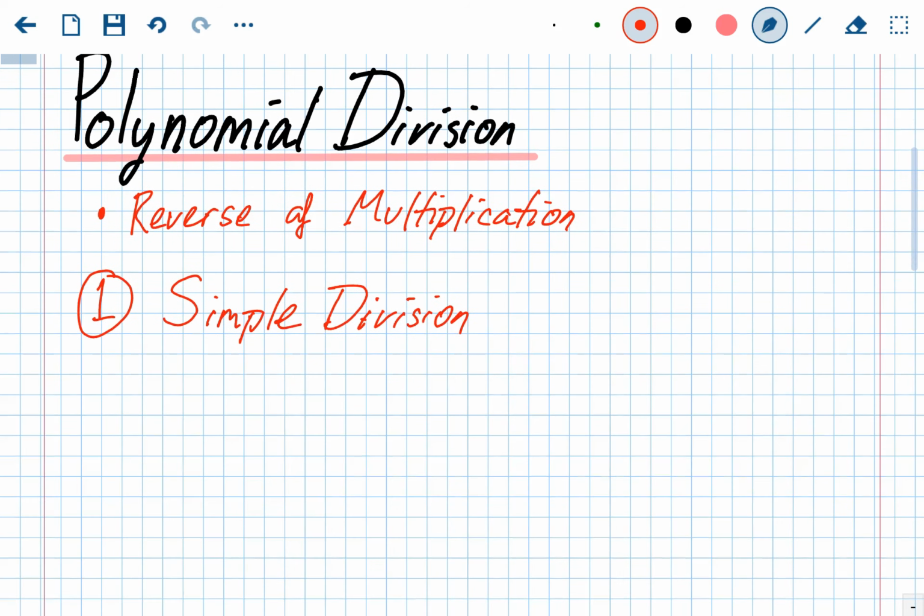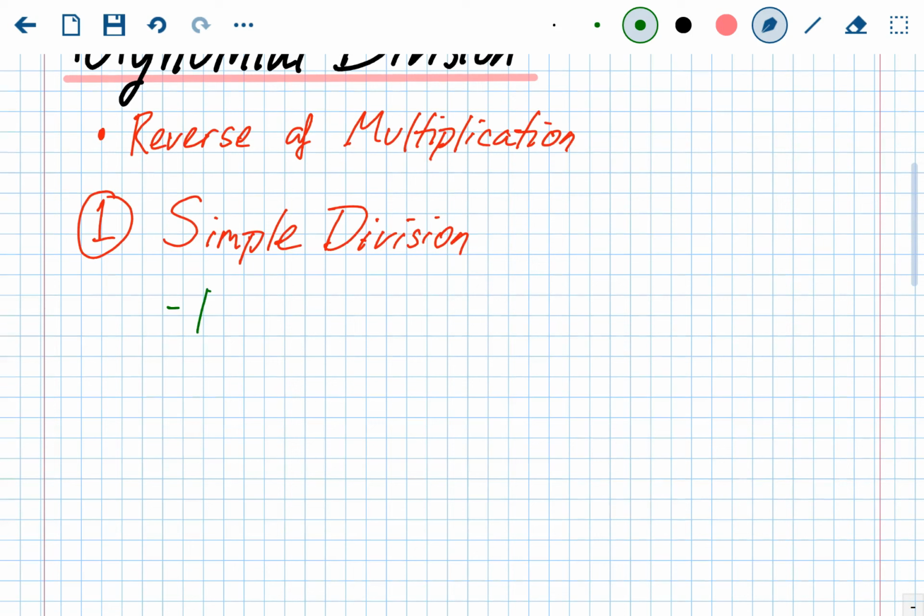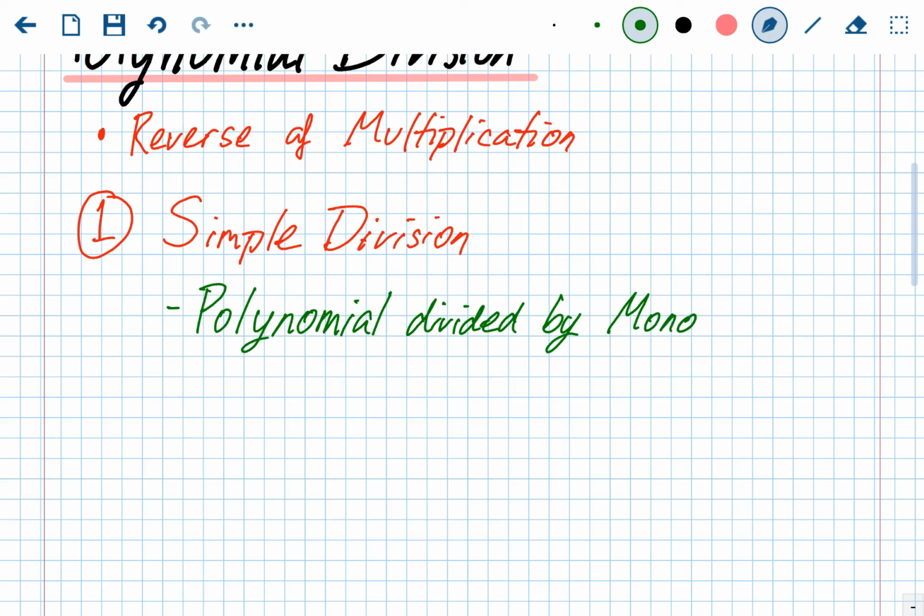So simple division is going to be a polynomial divided by a monomial. So multiple terms divided by one term. A polynomial divided by a monomial. Our denominator, again, we don't really use the division symbol in algebra. We just use the fraction bar. So on the denominator, you're going to have a monomial. It's just going to be a number with a variable.